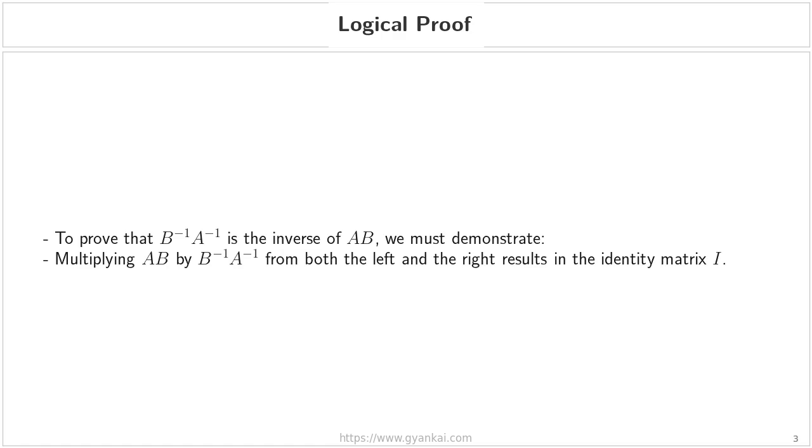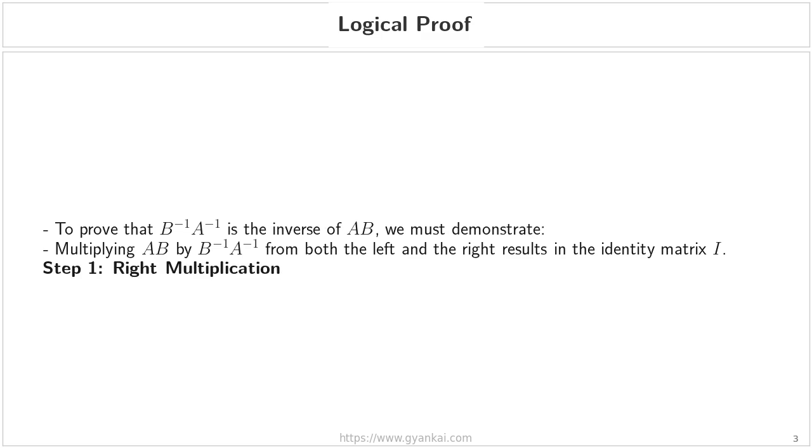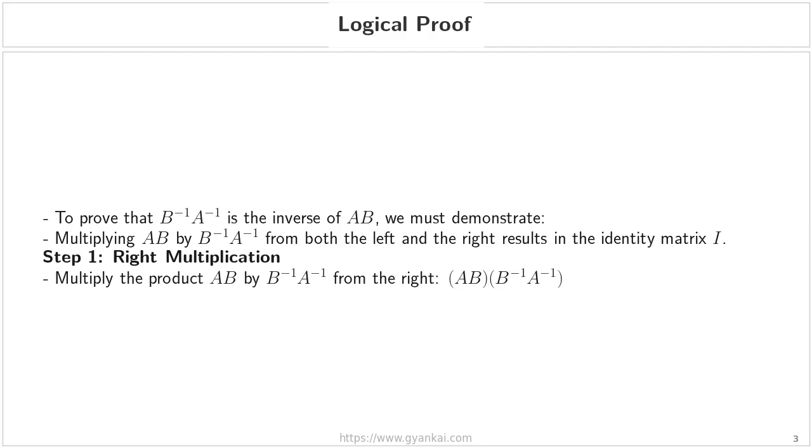Logical proof. To prove that B inverse A inverse is indeed the inverse of the product AB, we must demonstrate a fundamental property. Multiplying the product AB by B inverse A inverse from both the left and the right must result in the identity matrix, I. Let us begin with step 1, which is right multiplication. First, we set up the multiplication by placing the product AB on the left and B inverse A inverse on the right.